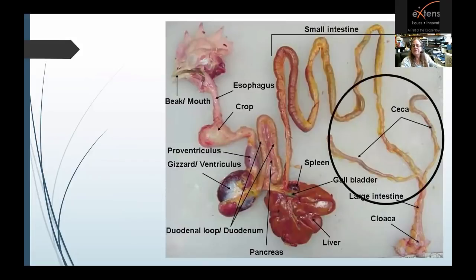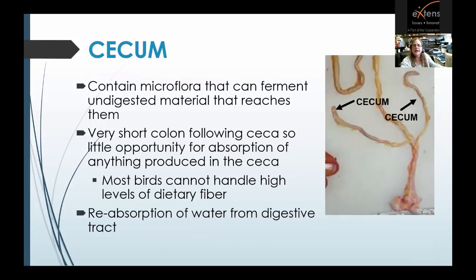From there, we get to the junction of the large and small intestine, where there are two blind end pouches called cecum, or ceca for plural form. And the ceca contain microflora, that is, they contain bacteria, yeast, and fungi, and they can ferment any of the undigested material that reaches them.